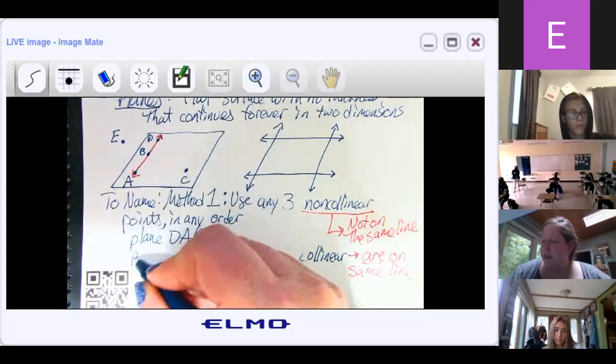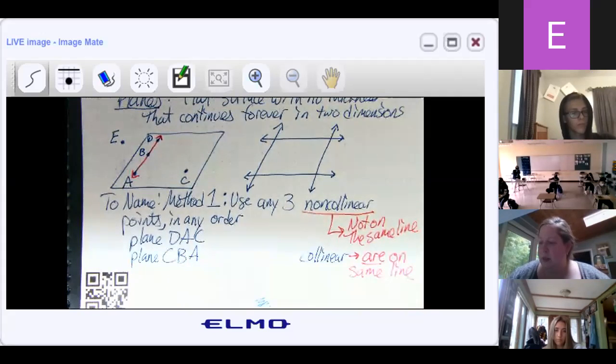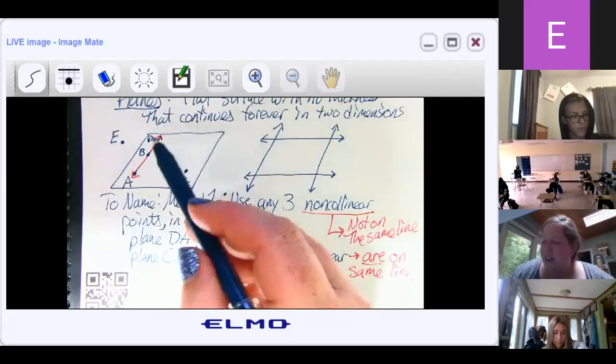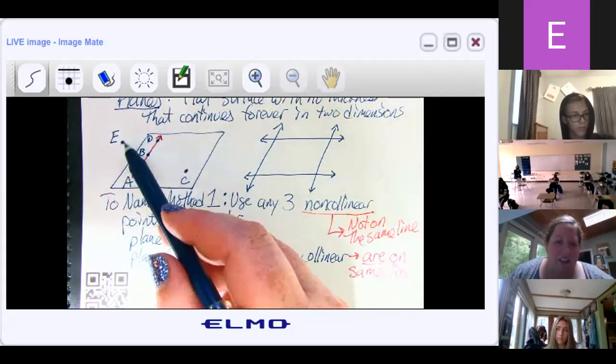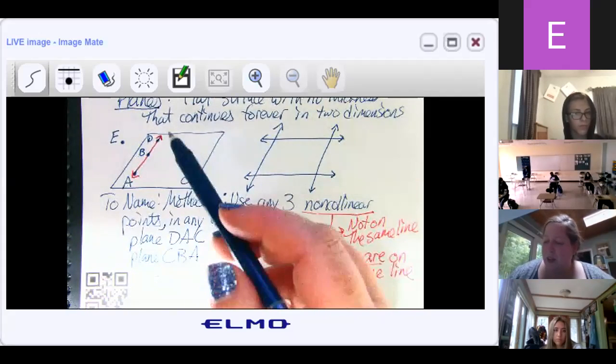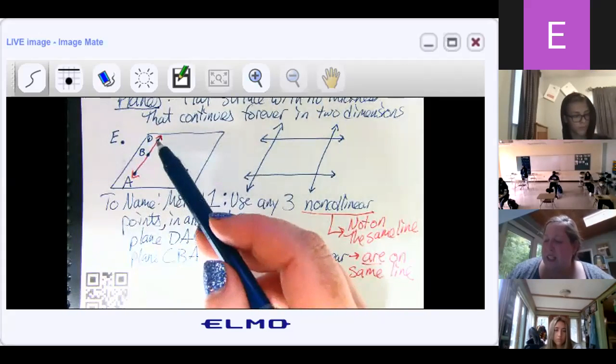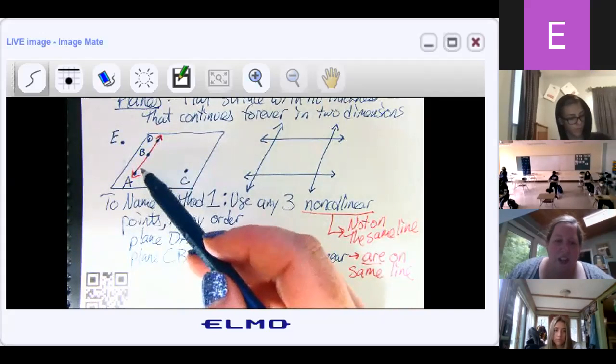You could have also called this plane CBA. Could I call this plane DBE? If I did DBE, that's not this plane because E is not on it. That is the name of a different plane, not the one that's on my paper. So I don't want to use E at all. Okay? Do you guys see why DBA wouldn't work? Can you see that there's another plane that could have all three of those points in it?